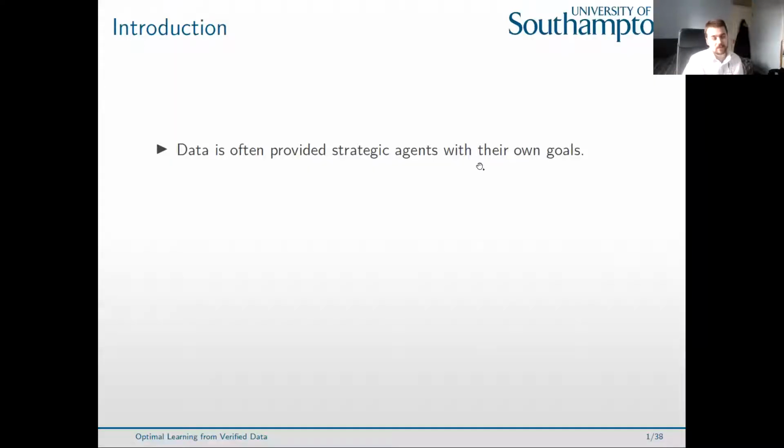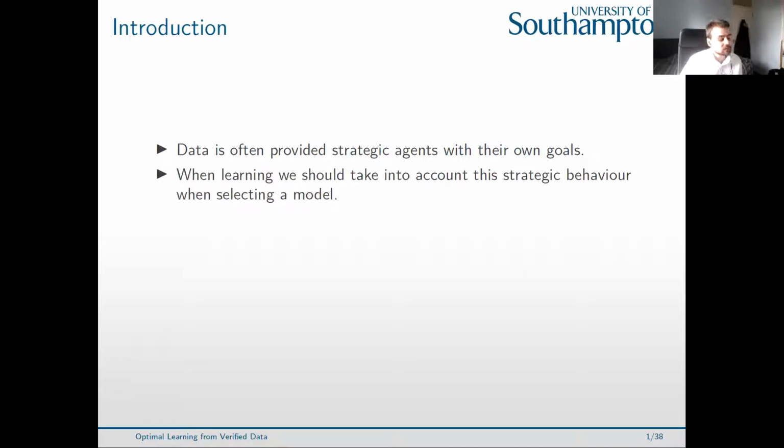So when we do machine learning, typically data is given to us by someone, right? We're not the people sampling directly from its distribution. And often these people are just strategic. They have their own motivations and their own goals in mind. So when we're learning, what we should really do is take into account these strategic behaviors. We shouldn't just ignore it when we select a model like we do when we typically assume that data is kind of i.i.d. distributed from some distribution of interest. So this kind of i.i.d. assumption is really kind of too strong for many realistic real-world settings.